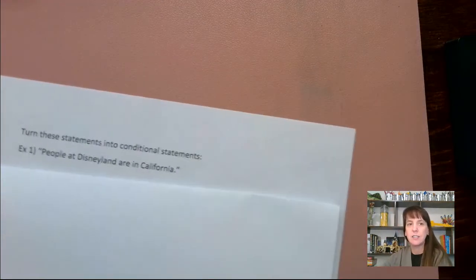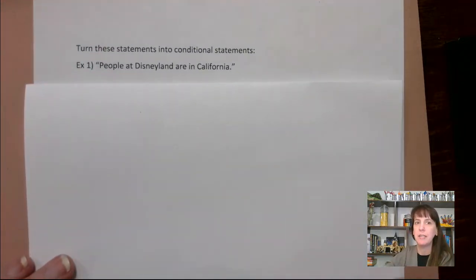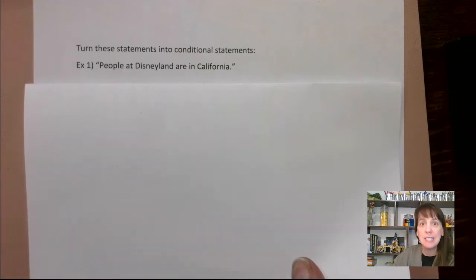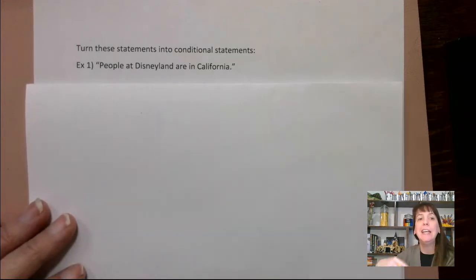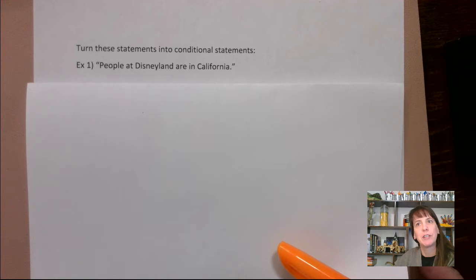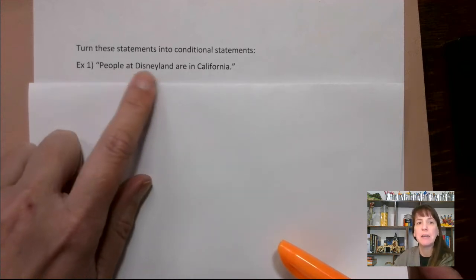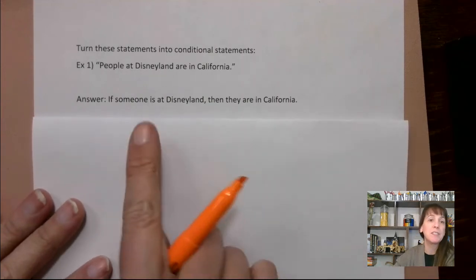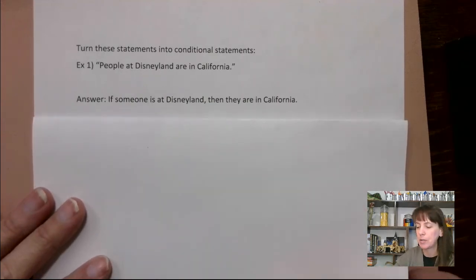Okay, so now that we've got that, we have some practice ones. So this says, hey, turn these statements into conditional statements. So the example one, people at Disneyland are in California. We need to turn this into an if-then statement. So if people are at Disneyland, then they are in California. You do not want to say if they are in California, then they're at Disneyland. You want to keep it in the same order that it's in. If people are at Disneyland, then they are in California. Or if someone is in Disneyland, then they are in California.